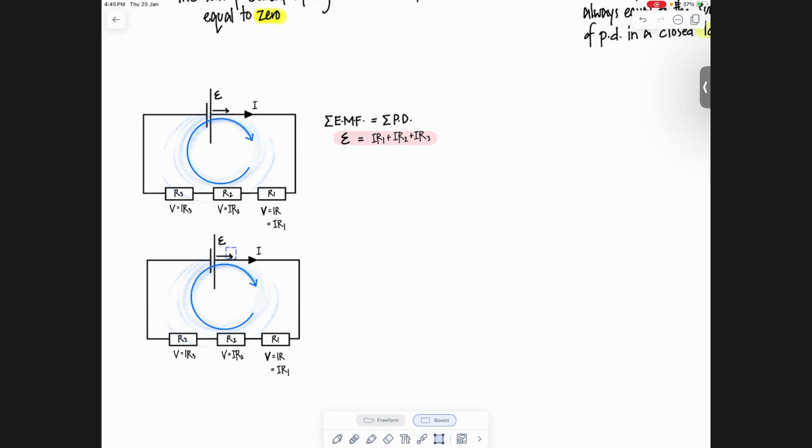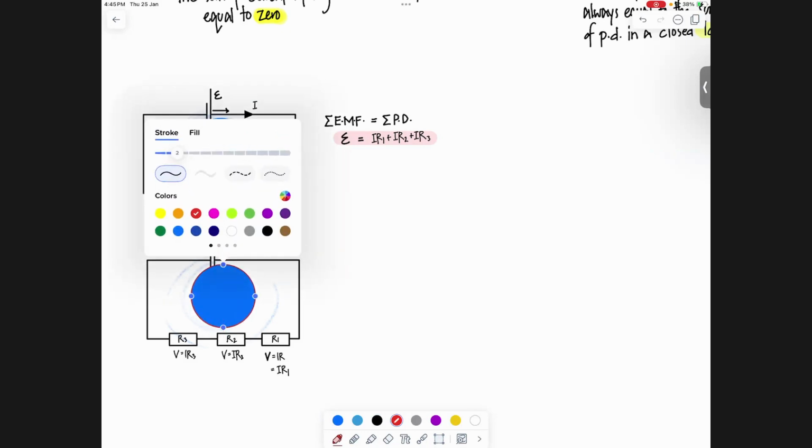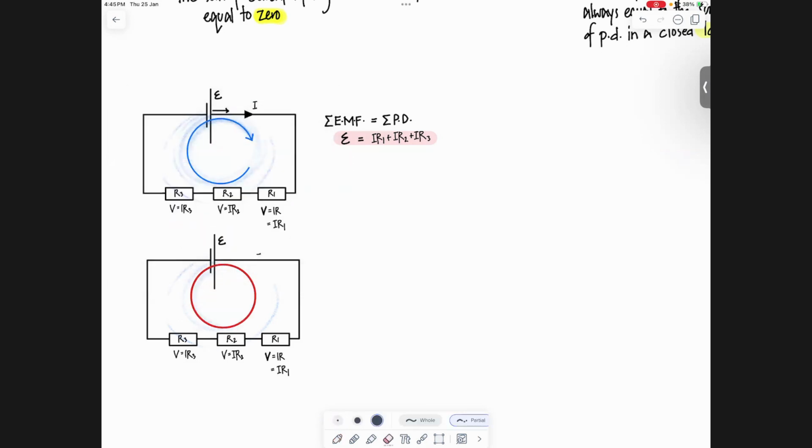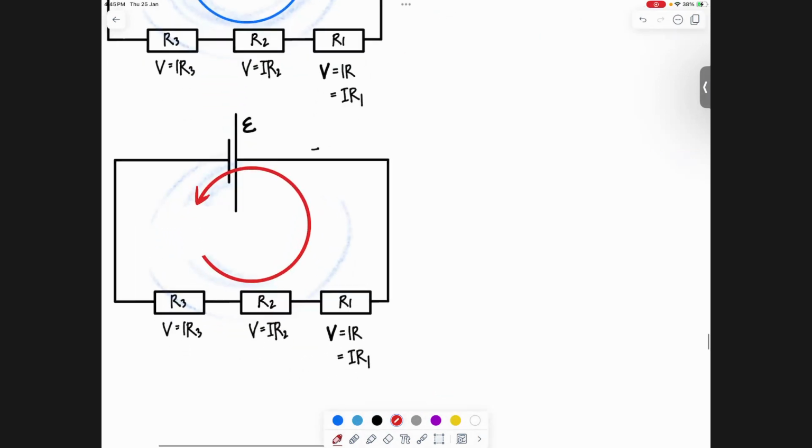Let me tell you what to do. If I had taken my loop the other way, I'll remove this current and this one. Say I took my loop in the opposite direction. So the loop I had taken was actually this way. What would the consequence be on my answer? Okay, let's see. Current is the same, right? This is my I, for example.